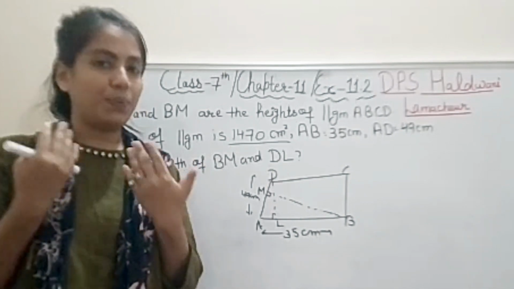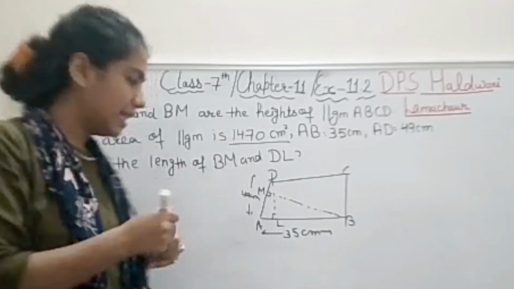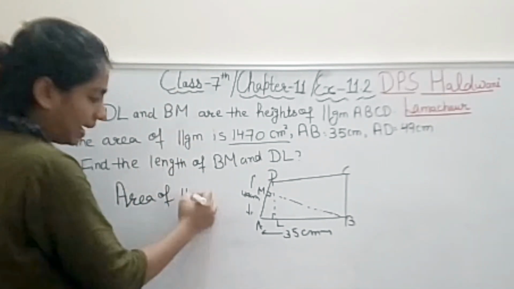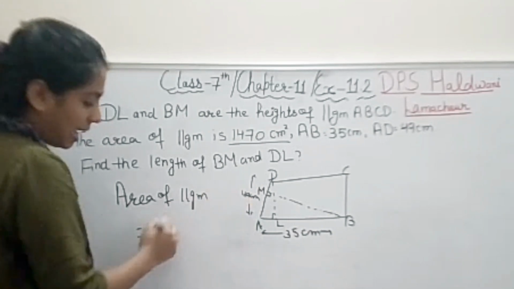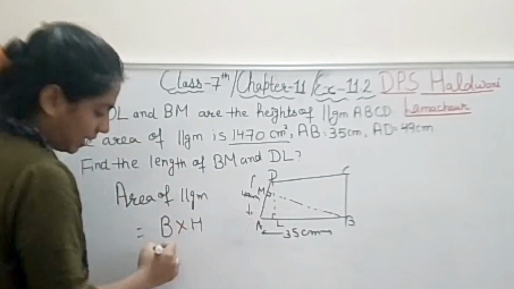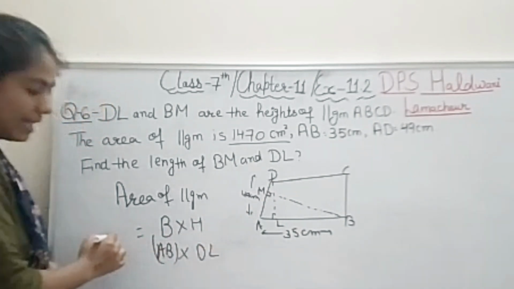Right, student? So it's a very simple question, like we have done in question number 3 or 4. So what will you write? First of all, area of parallelogram is base into height. And first of all, you will take base AB and height DL, and area is given to you.